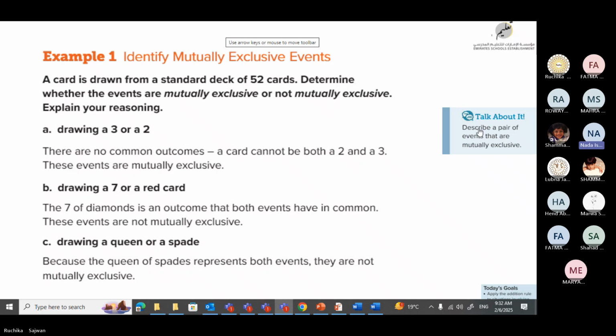Drawing a 3 or a 2. There are no common outcomes. A card cannot be both a 2 and a 3. These events are mutually exclusive.